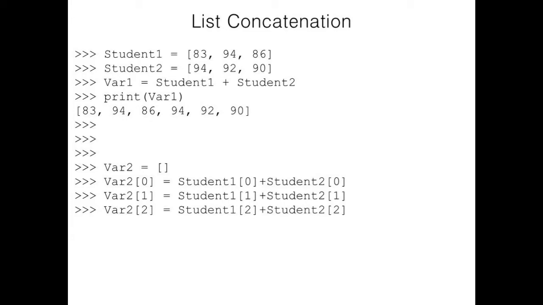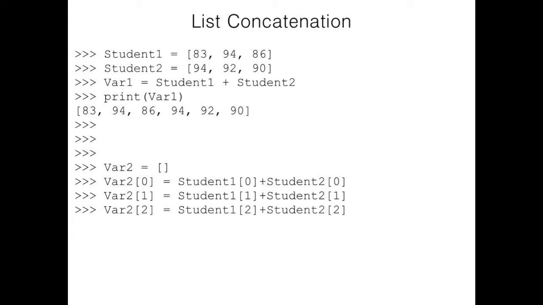Similar to string operation, when you are adding 2 lists, you are essentially joining the 2 lists, just like string concatenation. So in this example, we have 2 lists, student1 and student2. Each list contains 3 integer values. So we create a new list called var1 by adding student1 to student2, and the result is basically you're joining 2 lists. Okay, so you need to be very careful.